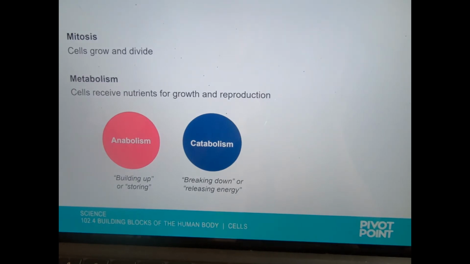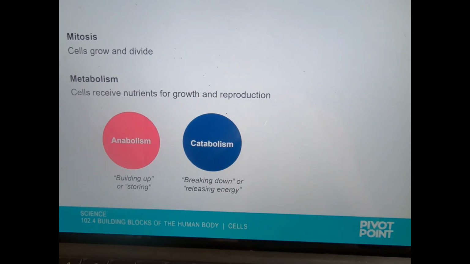Okay, how do cells grow and divide? Through mitosis. Okay, they split. You have one cell and it splits. The nucleus divides in half, and you have two daughter cells, and then they split, and then they split, and it goes on and on, and it multiplies very, very rapidly.